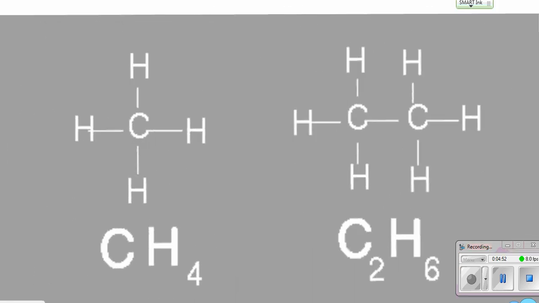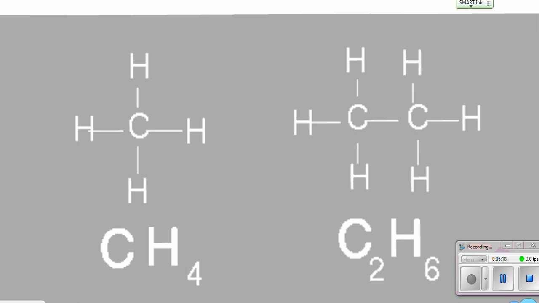A molecular formula shows each atom of the molecule and just uses the symbols and subscripts to denote how many of each one there are. So for example, these two down here, methane and ethane, it shows CH4 and C2H6 are the molecular formulas.